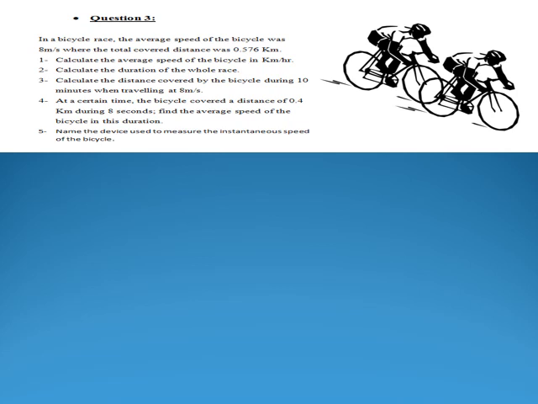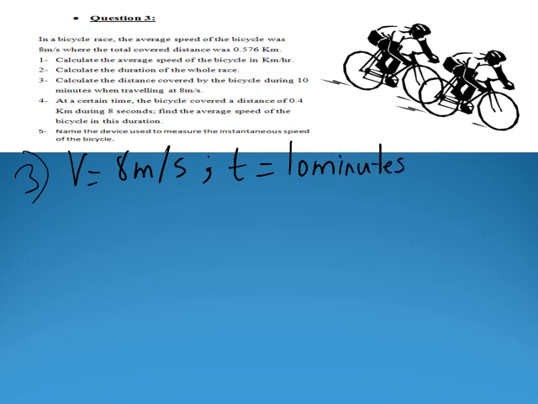Moving to part 3. Calculate the distance covered by the bicycle during 10 minutes when traveling at 8 meters per second. So the V is equal to 8 meters per second. And here we have time, equal to 10 minutes. 10 minutes to be converted into seconds, it's times 60. 10 times 60, so it's equal to 600 seconds.